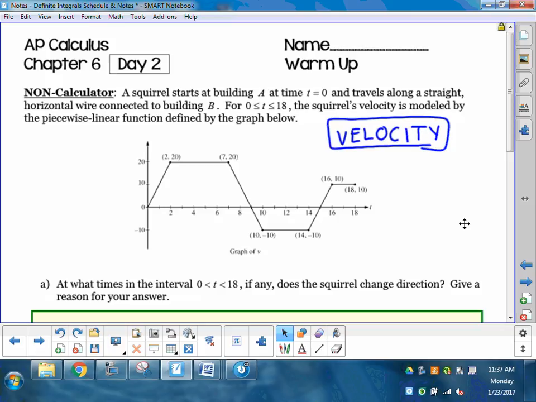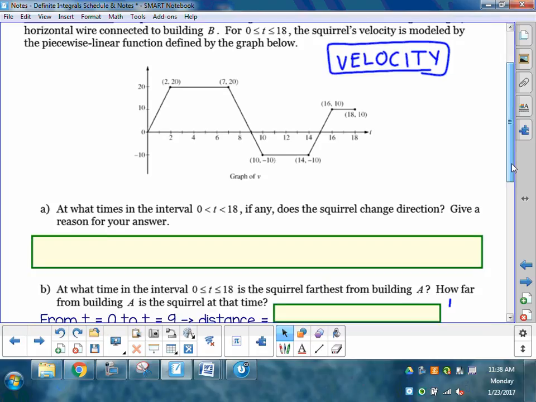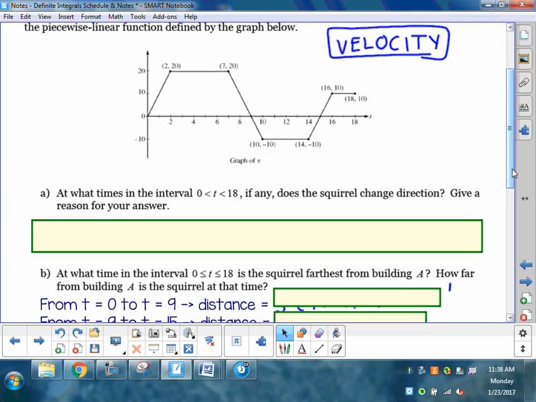Now, looking at what's there, first thing up is, at what time does this squirrel change direction, and justify what the answer is going to be? So let's look at what's there. And Josh, what would you say? It's t equals 9, t equals 15. Why? Because on the graph B, on the interval 0 less than t less than 18, t changes from positive to negative at t equals 9 and negative to positive at t equals 15.